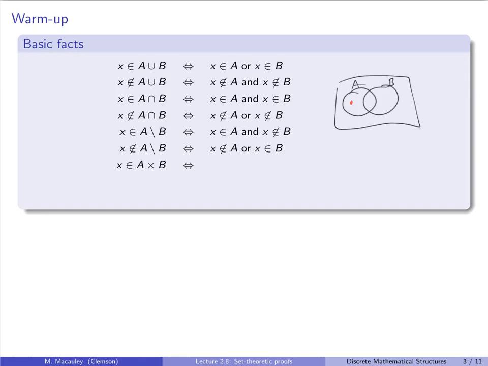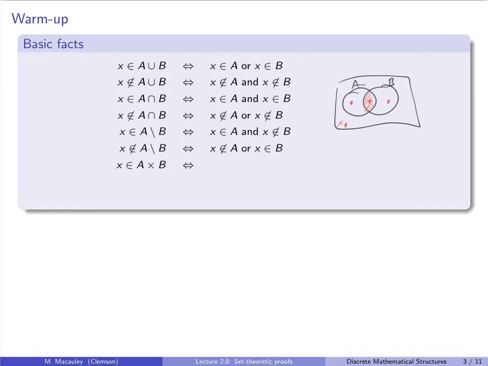But the next one, if X is not in A take away B, then it could be that X is somewhere out here. X is not in A. Or it could mean that X is in B. It could be there or there as well. So really either X is not in A or X is in B will cover all of it.